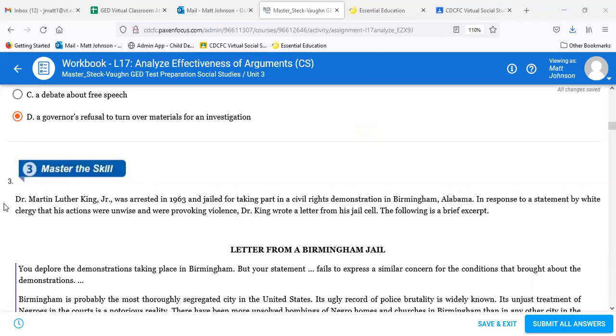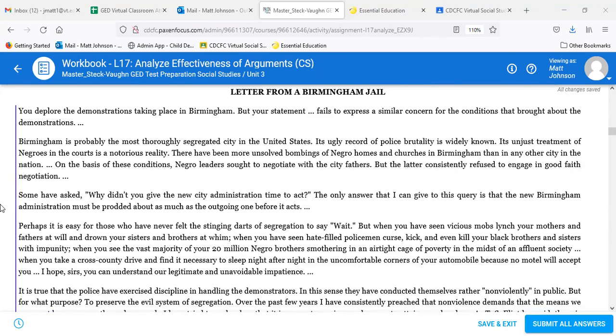Let's see here. So Dr. Martin Luther King Jr. was arrested in 1963 and jailed for taking part in a civil rights demonstration in Birmingham, Alabama. In response to a statement by white clergy that his actions were unwise and were provoking violence, Dr. King wrote a letter from his jail cell. So this is an excerpt from that. Let's see, Christiana, would you mind reading the first 3 paragraphs for us?